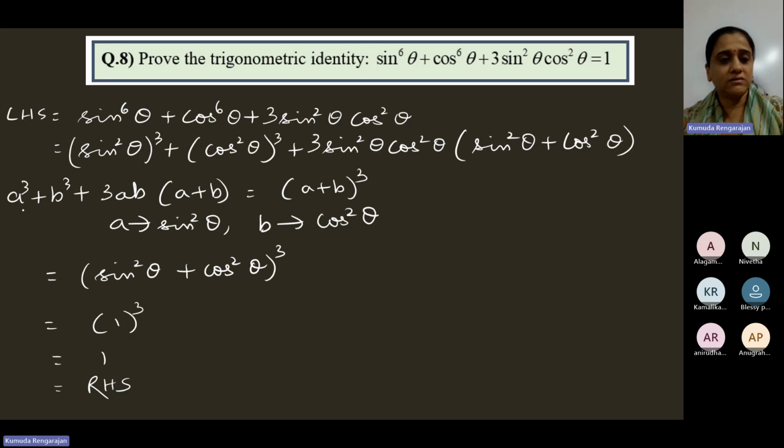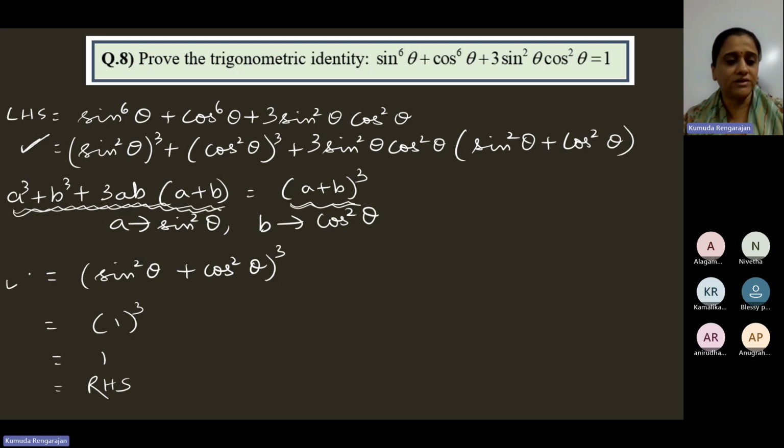See, if the expression we have is of this form, A cube plus B cube plus 3AB into A plus B, then you write it as A plus B the whole cube. That's what you've written here: A plus B the whole cube, which is sine square theta plus cos square theta the whole cube. All right?